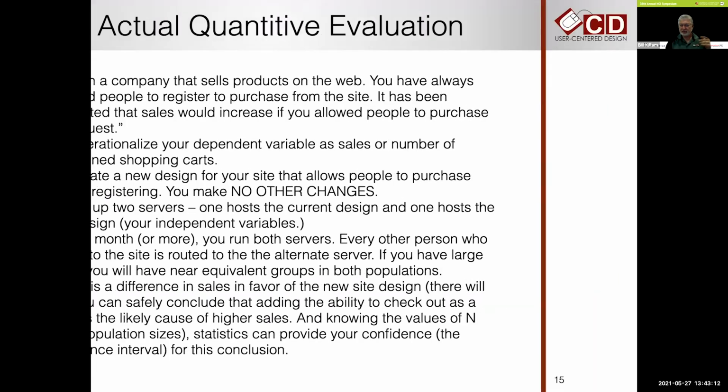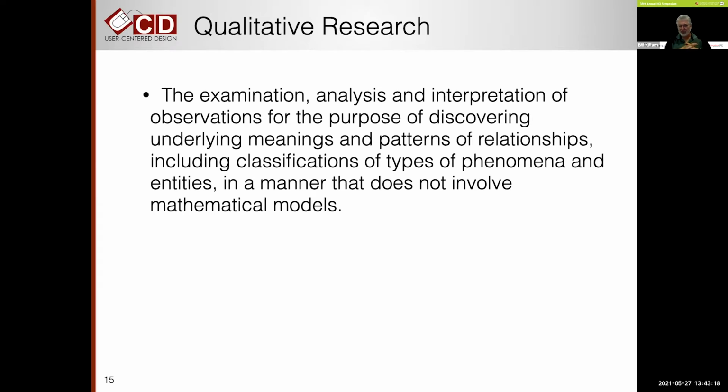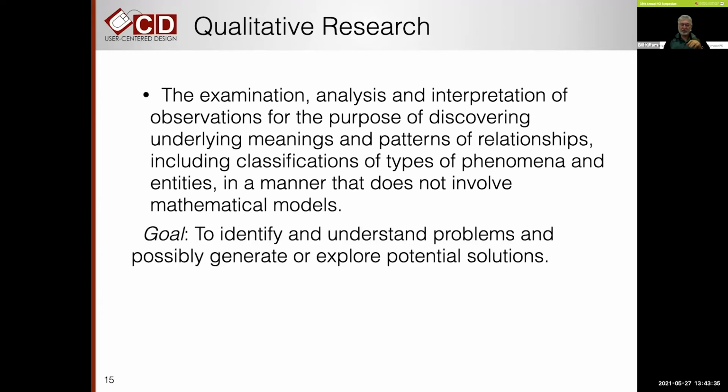Now, if we contrast that with the idea of doing qualitative research, and again, starting with the formal definition, it's an examination, analysis, and interpretation of observations for the purpose of discovering meaning and patterns of relationships, including classification of phenomena and entities in a manner that does not involve mathematical models. The goal here is to identify and understand any problem that occurs and possibly explore some solution. So if I have a hallway and I expect people to walk down that hallway and I know that 50 people went in and 50 people come out, then I know that the hallway was a success.